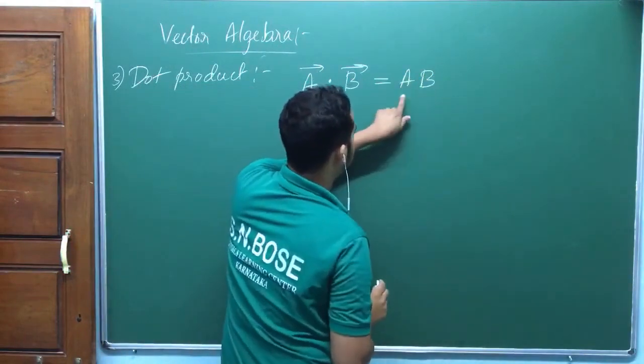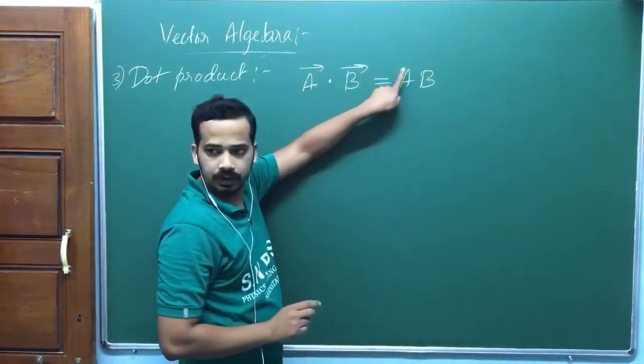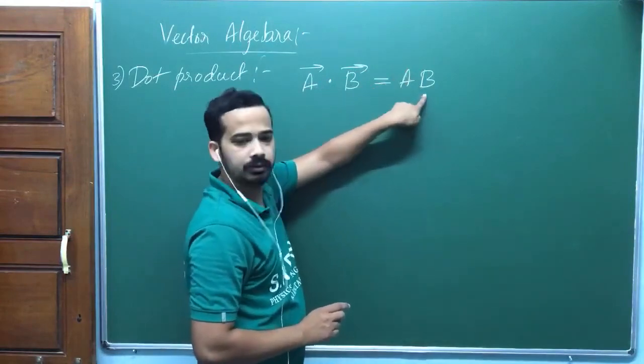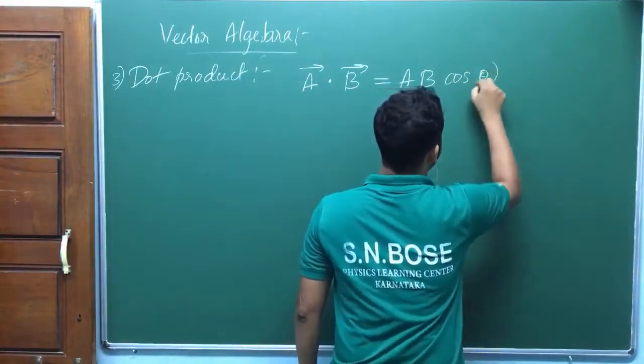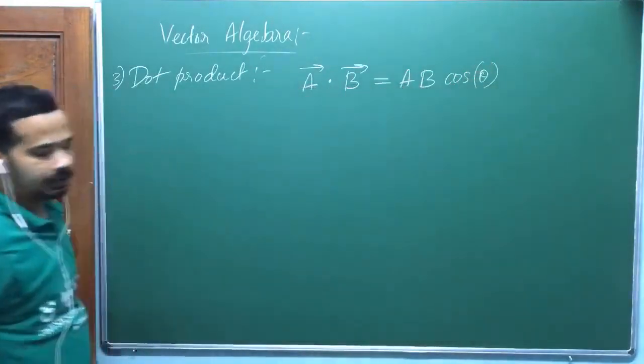Let me take this as magnitude. If I'm not keeping any arrow, that is a magnitude. Take it as a magnitude. A B into cos theta. What is theta? Theta is the angle between A and B, isn't it?